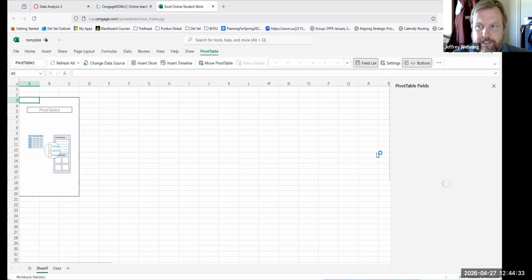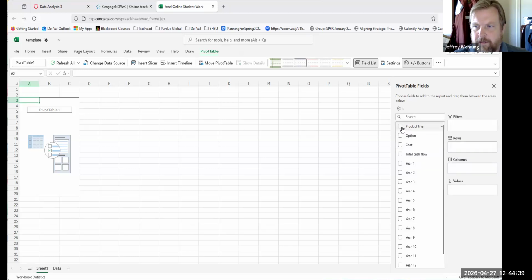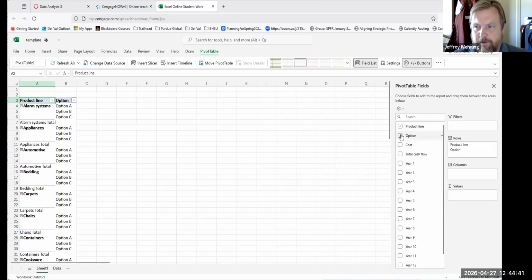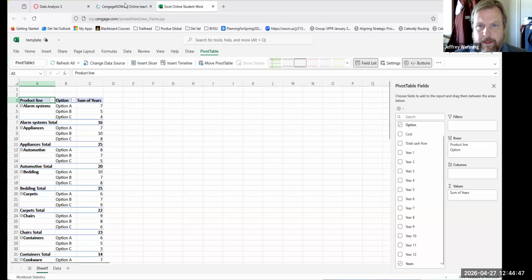And it's just looking at the chairs product line. So I need the chairs, I need the product line, and I need the options. So product line and options, I can put those both in my rows. And then I need the years for the payback period.